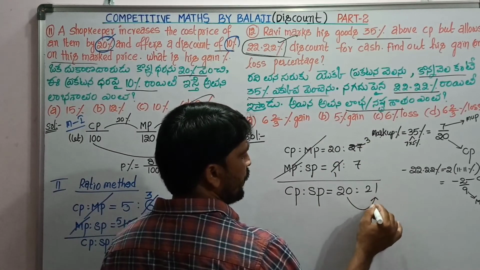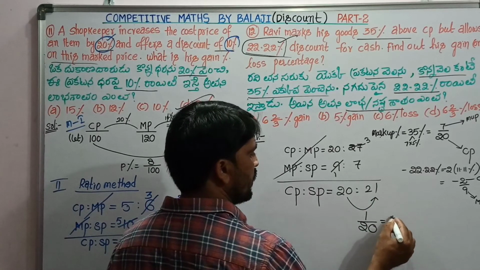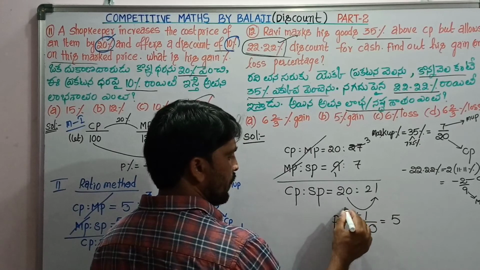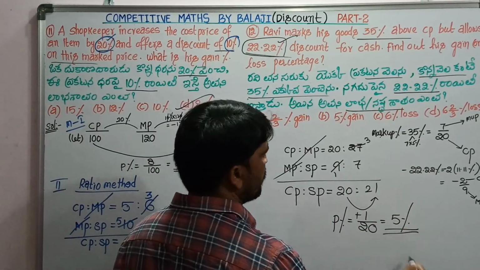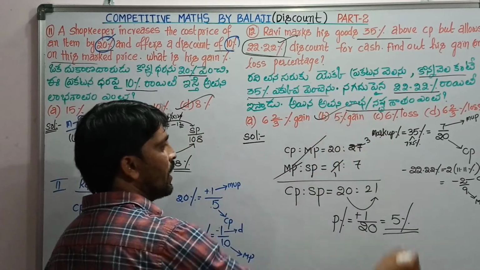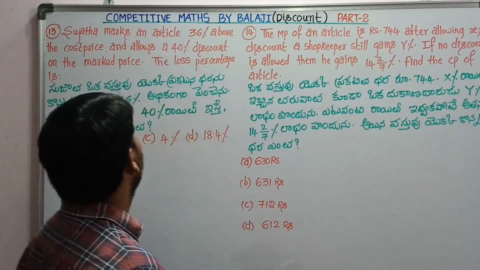So there is a profit of 1 unit over 20 units cost price. So he gained, since it is plus, so finally we get profit. That is 5% is profit. So answer is 5% gain. That is big. Next and last question of this class.